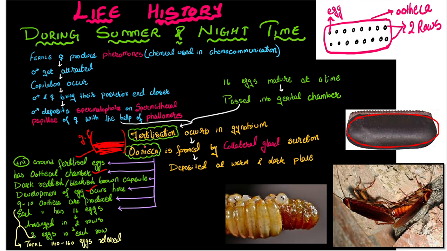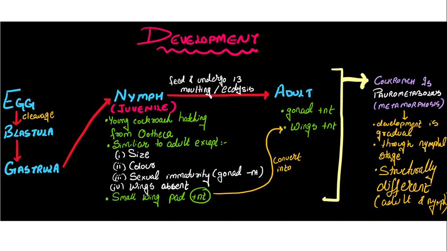Development of the egg occurs where? In the ootheca. 9 to 10 ootheca are produced at a time. Each ootheca has 16 eggs. These 16 eggs are arranged in two rows, first row and second row. So a total of 140 to 160 eggs will be released. एक बारी में 140 to 160 cockroaches will be formed. Okay. Now development कैसा होता है इधर देखो. Till now we have studied that till the ootheca, the fertilized eggs will be there, and that will be dumped into a warm and damp place.